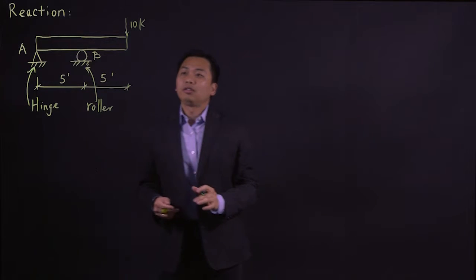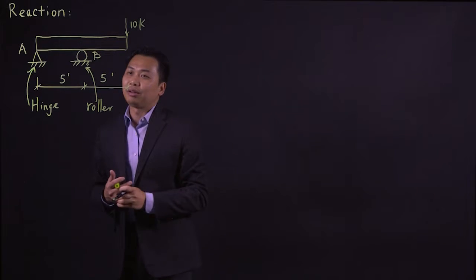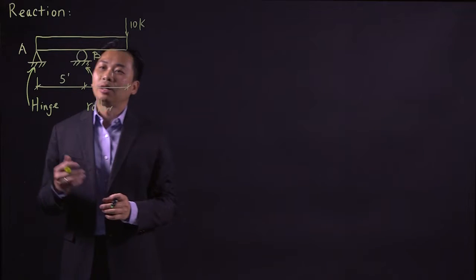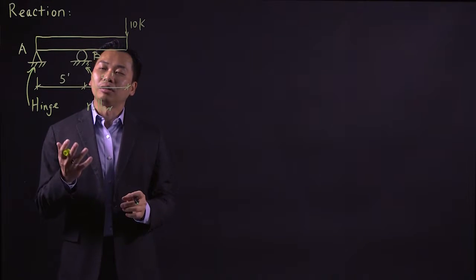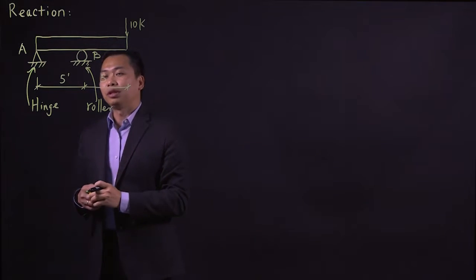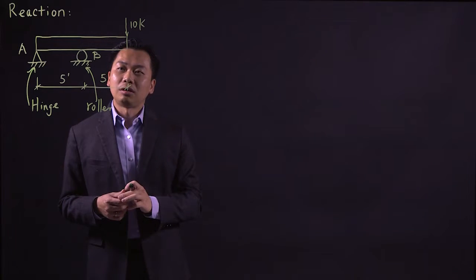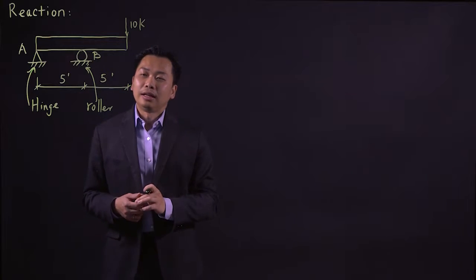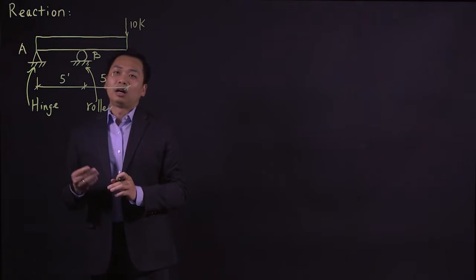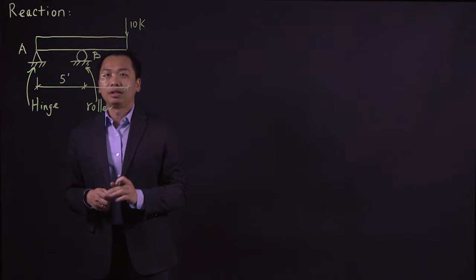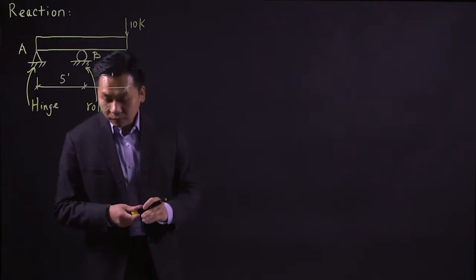A hinge is a support that resists the movement of the beam both horizontally and vertically. Therefore, the reaction for this support is going to have two components. And the roller on the right-hand side, at point B, is only resisting movement vertically. Therefore, the reaction is only going to be one component.